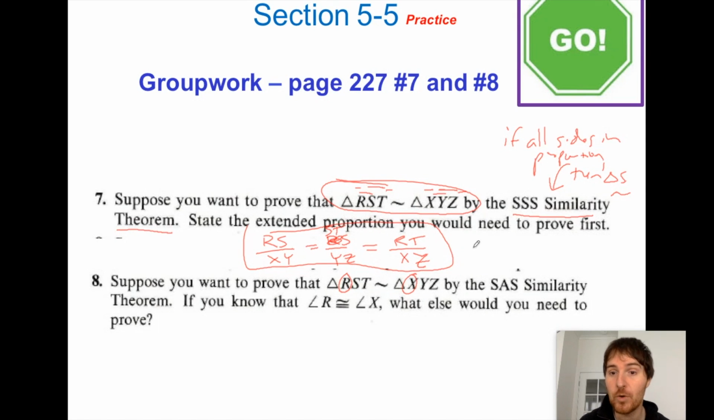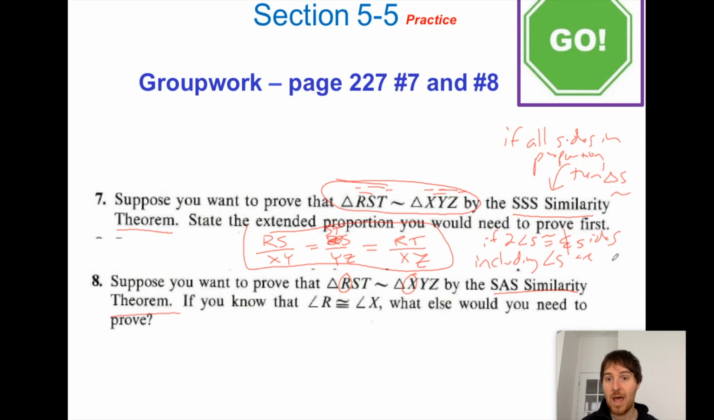Well, if we're using the SAS similarity theorem, that one says that if 2 angles are congruent and their sides including the angles are in proportion, then triangles are similar. What else would you need to prove? We need to prove that the sides including those angles are in proportion, right? Then triangles are similar.